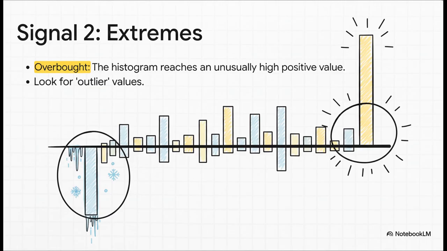Next up, we've got overbought and oversold signals. Now, this is a little different from some other oscillators. There aren't any fixed overbought lines. Instead, you're looking for outliers. You have to look at the recent past and ask, is the histogram way higher or lower than it's been lately? When it pushes to a crazy high positive number, that suggests the buying might be getting exhausted. And when it craters to an unusually low negative number, it could mean the sellers are running out of steam.